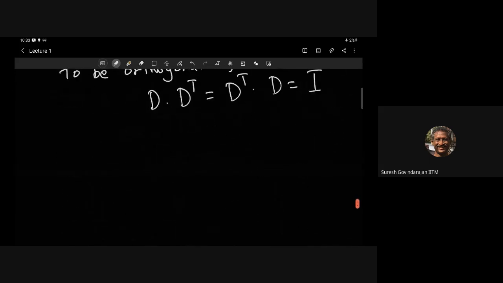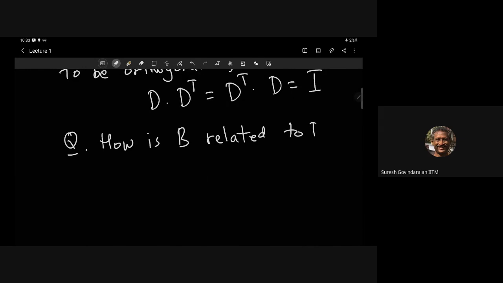But before that, we need to go back to our original problem. How is B related? So for that, I need a little bit of work. Let us look at the acceleration.